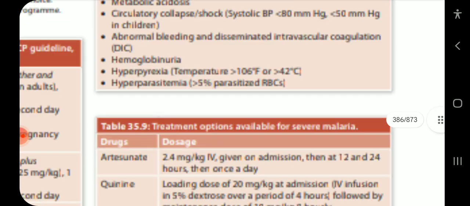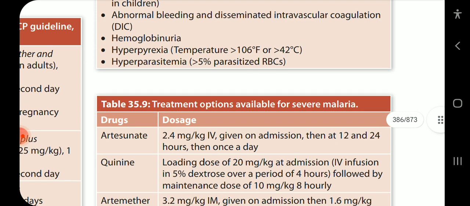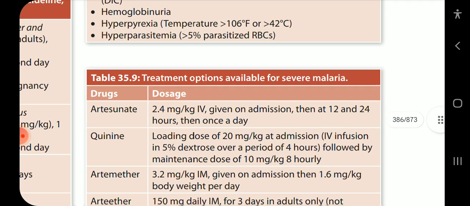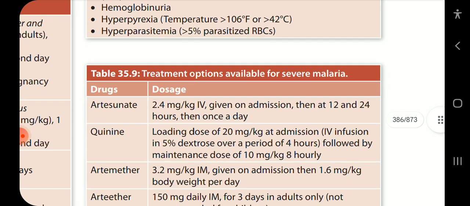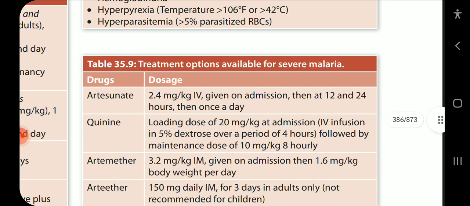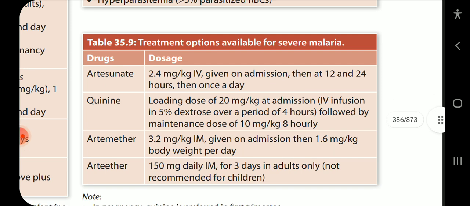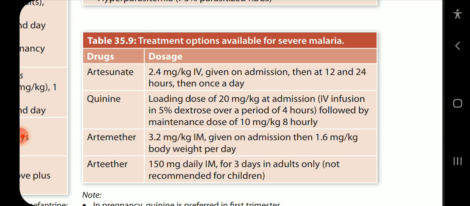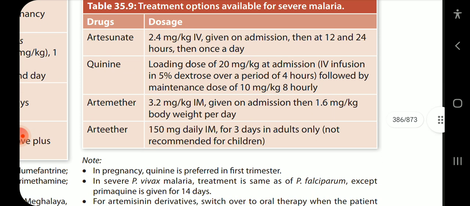circulatory collapse or shock, systolic BP less than 80 mm Hg or less than 50 mm Hg in children, abnormal bleeding and disseminated intravascular coagulation DIC, hemoglobinuria, hyperpyrexia, temperature more than 106 degrees Fahrenheit or 42 degrees Celsius, hyperparasitemia, more than 5% parasitized RBCs. Treatment options available for severe malaria.